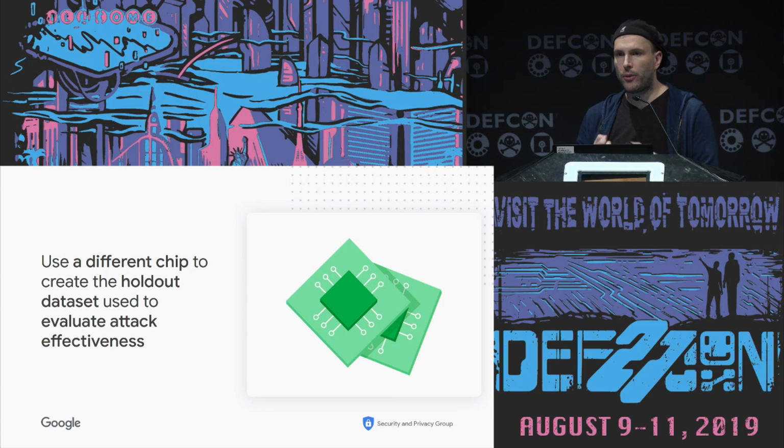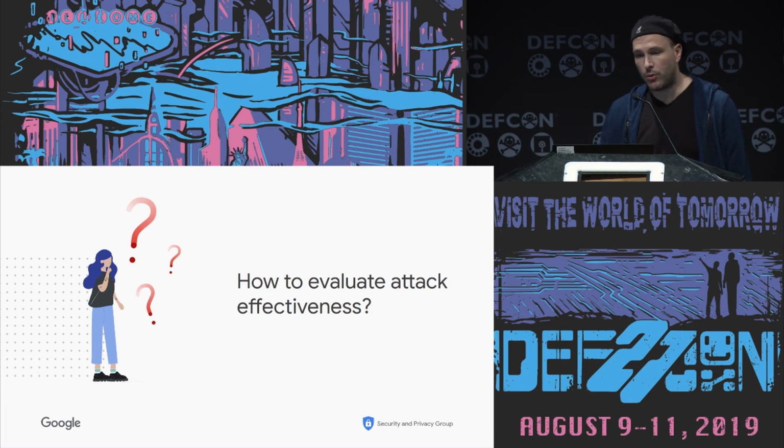You don't want to test on the same chip because all you learn is a model which might be dependent on the specific chip you got. So we do two chips, one for training, one for testing. And then the last thing we need to mention is, okay, so we have our data set on our second chip, how do we evaluate the effectiveness of the attack?